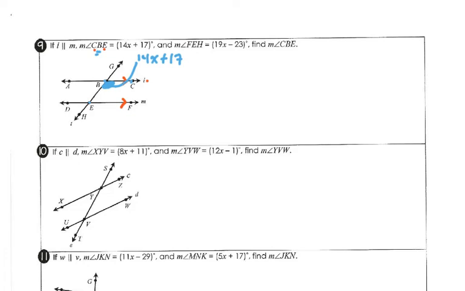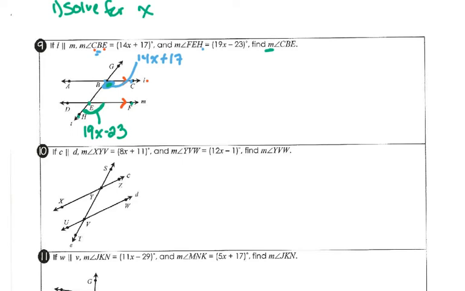And then they're telling me the measure of FEH. So they're talking about this angle right here. And they're telling me that is 19x minus 23. What they want me to do is find the measure of CBE. So I have to find the measure of this guy. Well, in order to do that, first I'm going to have to solve for x. So first, solve for x.